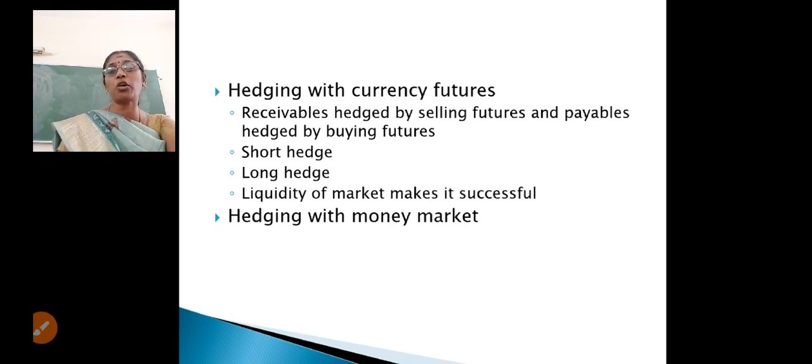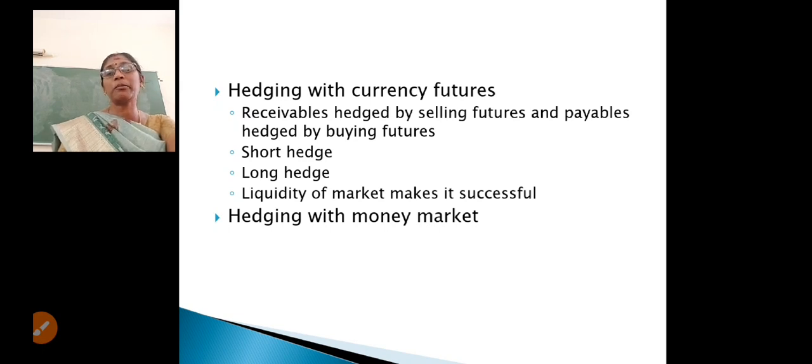Okay, the next one is short hedge. Short hedge is nothing but selling options using hedging transactions. Long hedge is nothing but buying options, like I am going to make a call for a particular thing, so I am going to make a put for it. So this will indicate purchasing of some hedging transactions. Okay, that is long hedge.